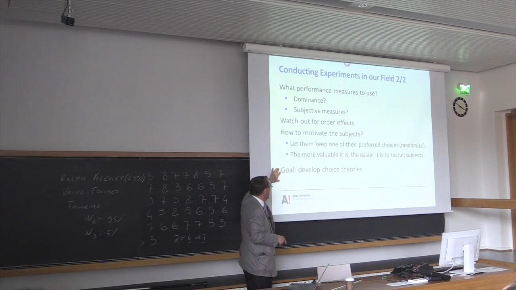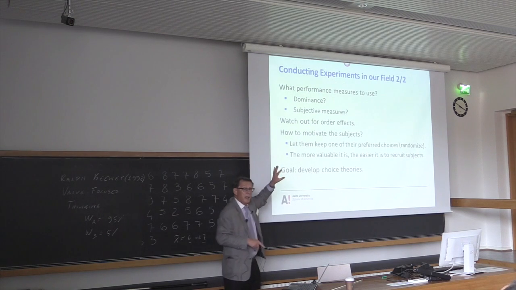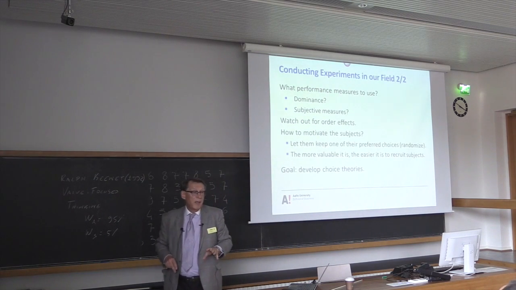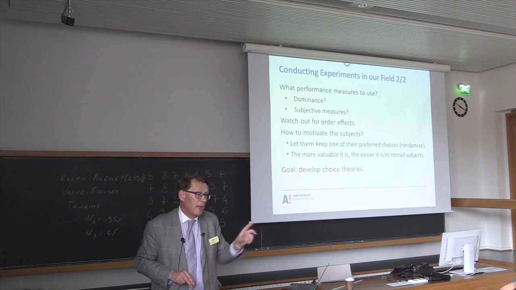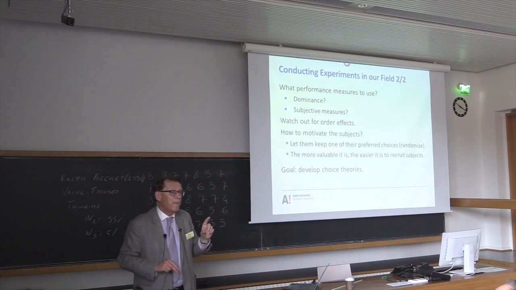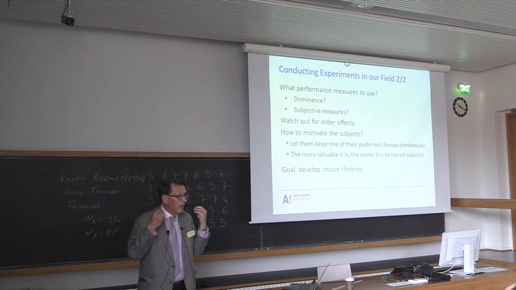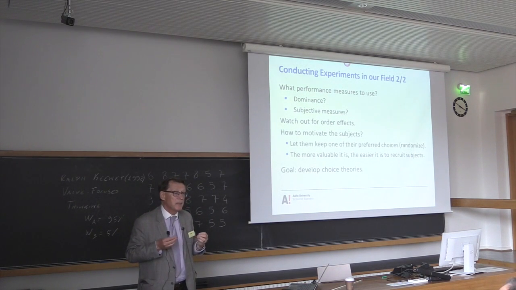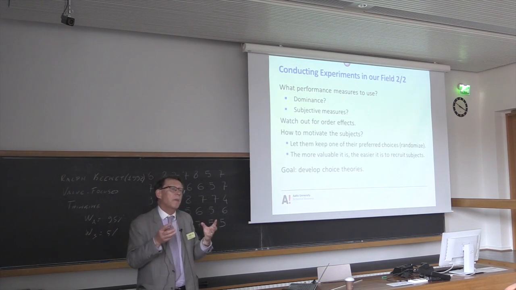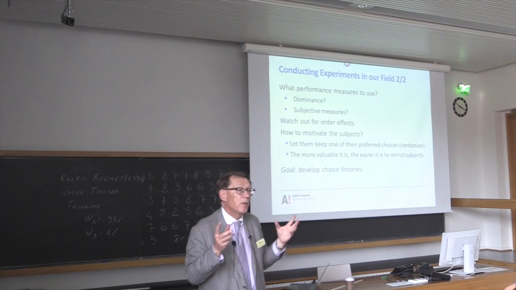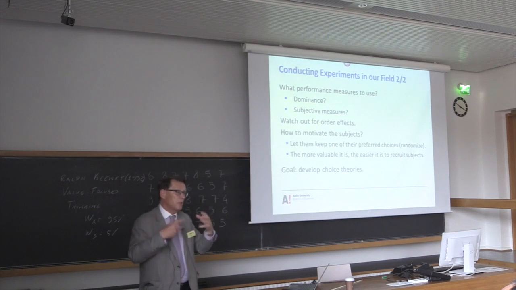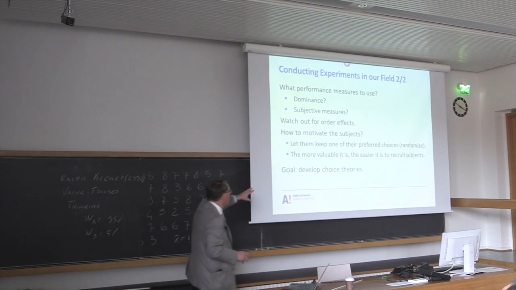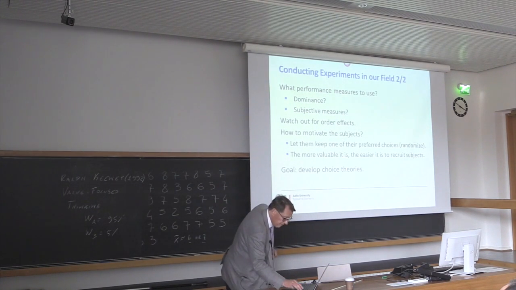And I've recently been learning, because I've been reading Kahneman's book, what's the name? Thinking, Fast and Slow. He likes to develop theories, and I think it's marvelous if we can develop some simple or less simple theories of choice behavior. I think that should be the ultimate goal: develop some choice theories. Okay.